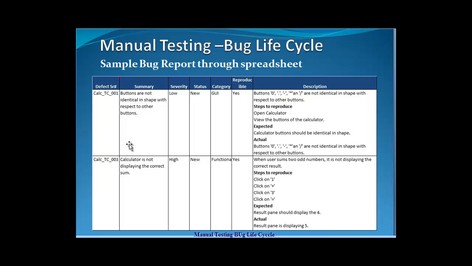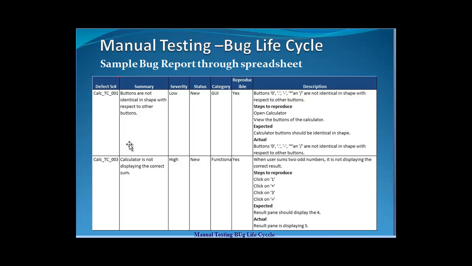For defect serial 003, we can see that the calculator is not displaying the correct sum. It means there is some functional issue in the calculator. So the severity level of that defect is high, and since a test engineer found this defect for the first time, the status is new and the category is functional.